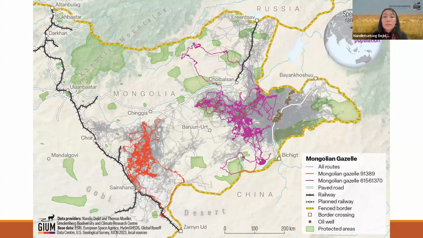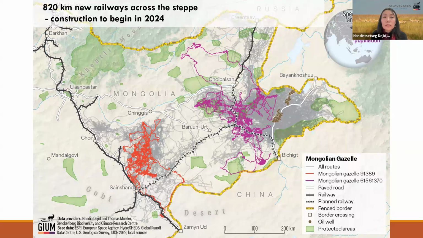In addition to the fenced Trans-Mongolian Railway and fenced borders, the Mongolian government is planning over 800 kilometers of new railways across the steppe ecosystem. There is a discussion now that maybe the construction will begin this year, in 2024.